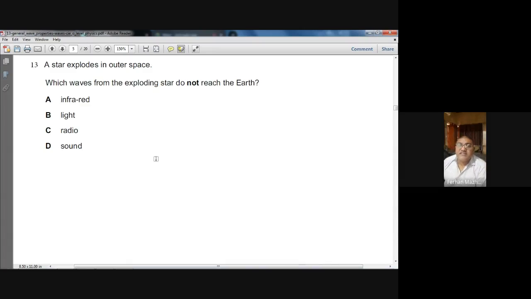Sound travels by longitudinal wave, but it cannot travel through space, the vacuum. So the sound waves will not be able to reach the Earth. So question number 13, D is the answer. Sound waves will not be able to reach the Earth because sound waves are longitudinal waves. They are mechanical waves. They require a medium to travel. They cannot travel in the vacuum. 13, D is the choice.